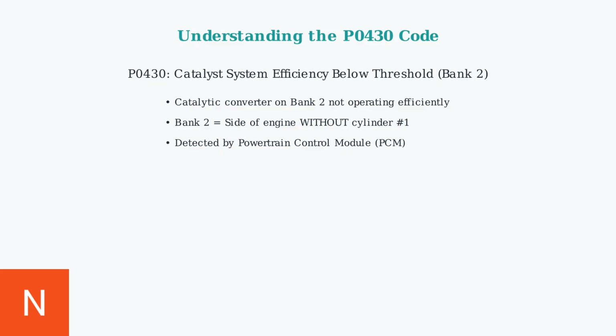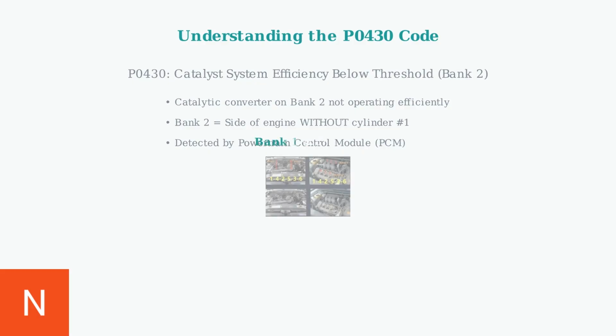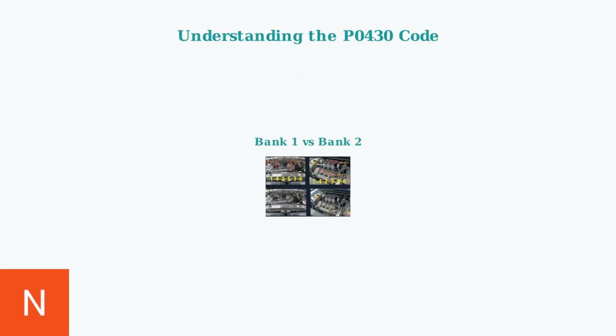Bank 2 refers to the side of the engine that does not contain cylinder number 1. This diagram shows how engines are divided into banks. Bank 1 contains cylinder 1, while bank 2 is the opposite side. Each bank has its own catalytic converter that must be monitored separately.